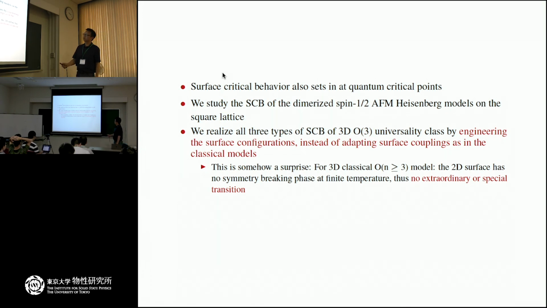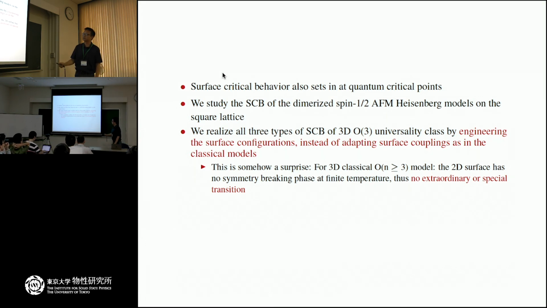So surface critical behavior also sets in at quantum critical points. In this work, we studied the surface critical behavior of the dimerized spin-half antiferromagnetic Heisenberg models on the square lattice. We realized all three types of surface critical behavior of the 3D O(3) universality class by engineering the surface configurations.